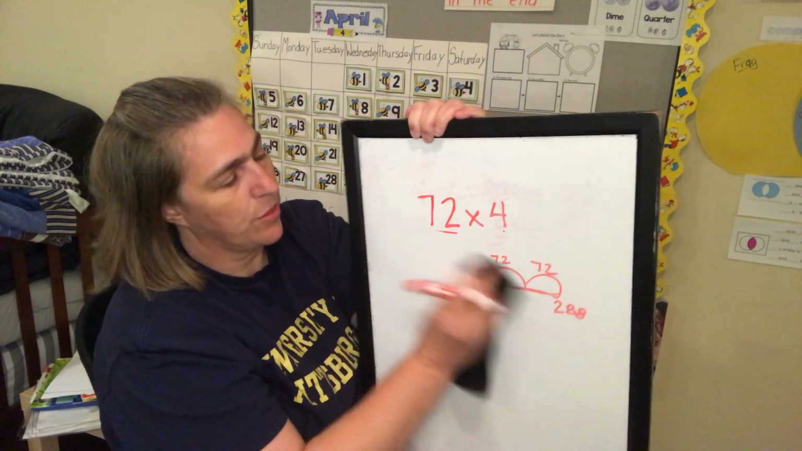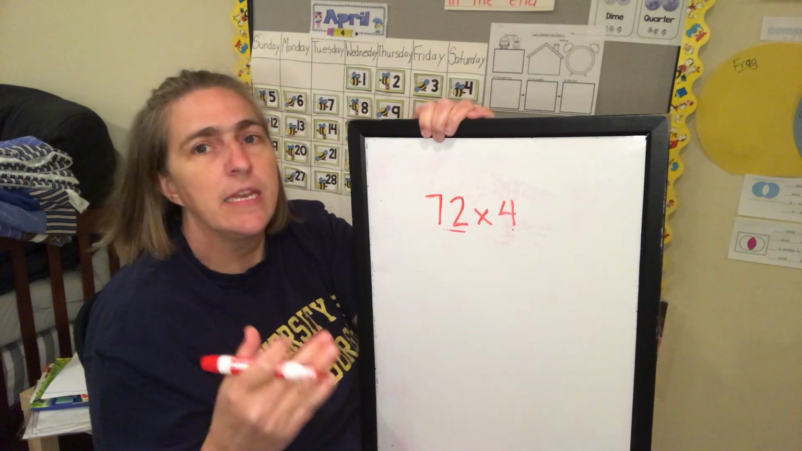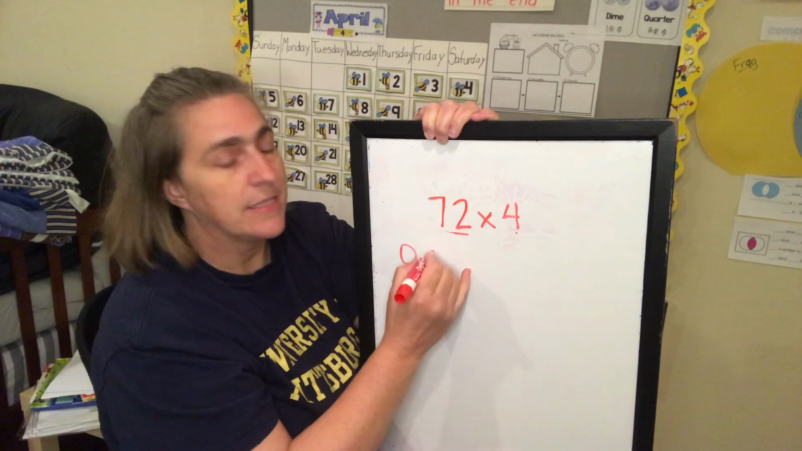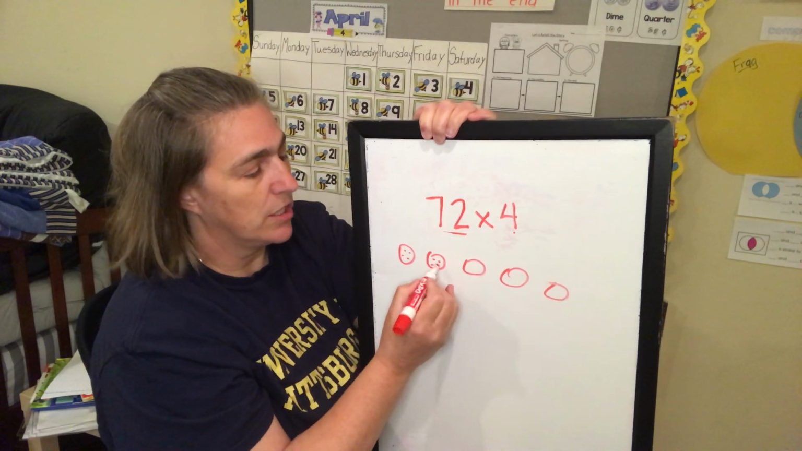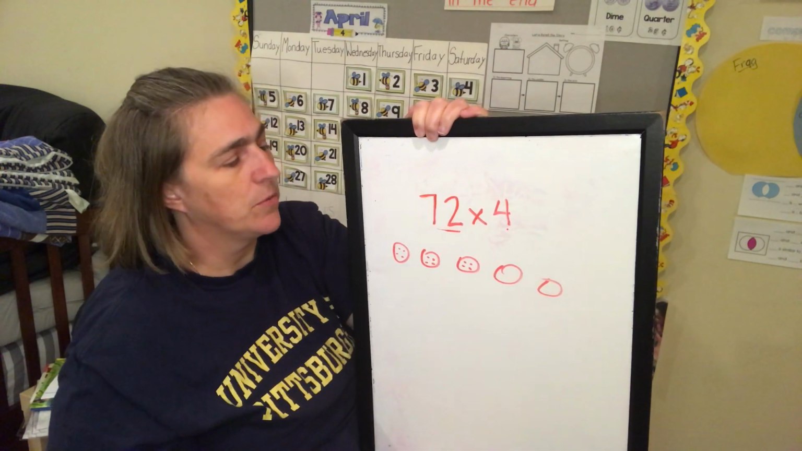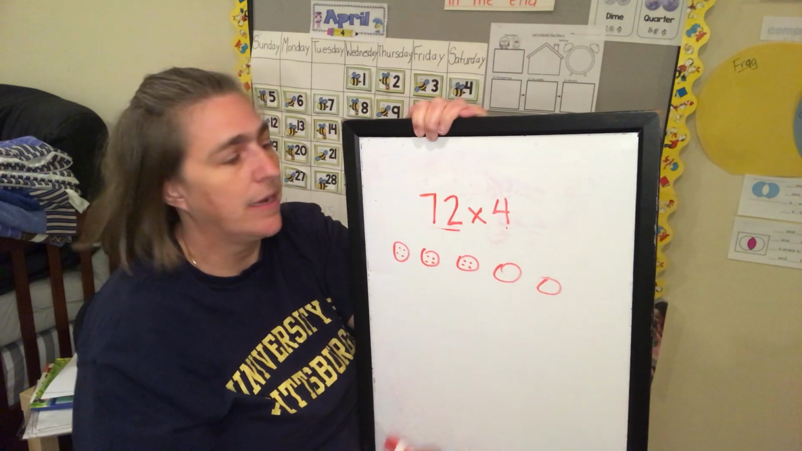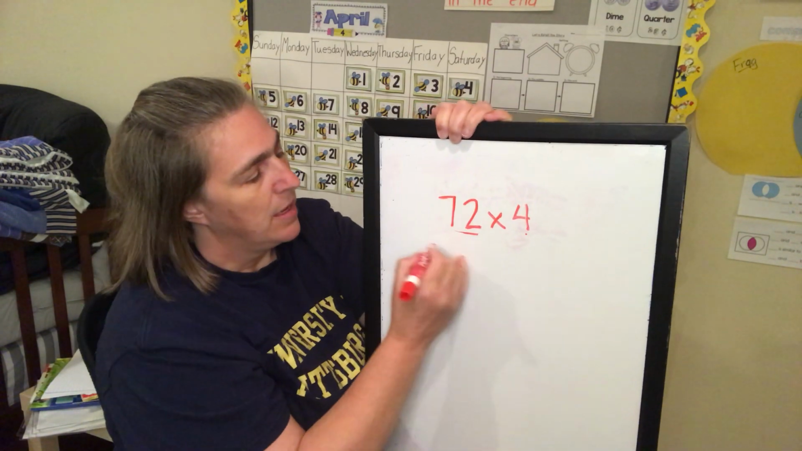We talk a lot in 3rd grade about efficient and inefficient strategies. An inefficient strategy would be drawing 72 circles and putting 4 in each and then counting them. That would take way too long, and we should really be well beyond that by now. That's a strategy that we use when we're doing single digit.